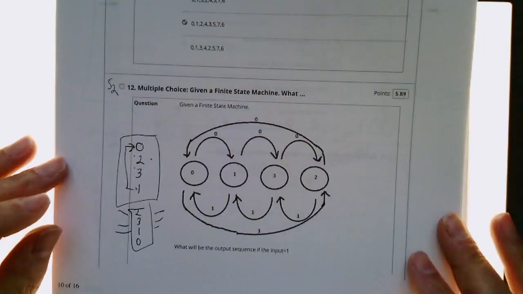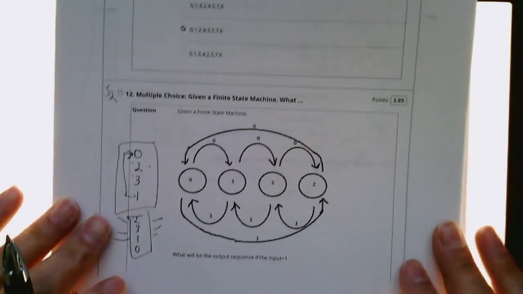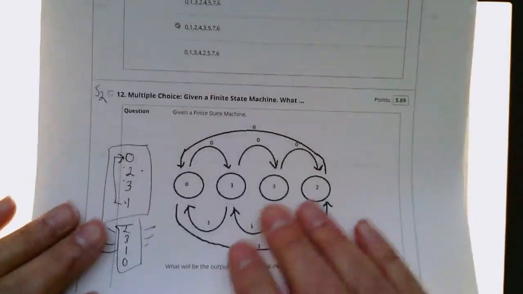Someone said, can you do question 12? We did that. And can we do question 9? Are there any questions we didn't do in this homework? I was like, I think we did every question. Question 9.